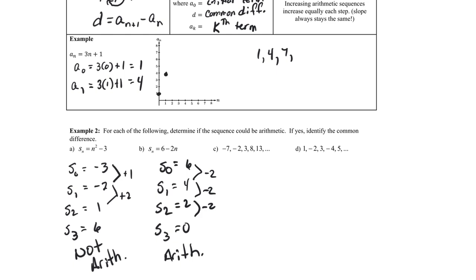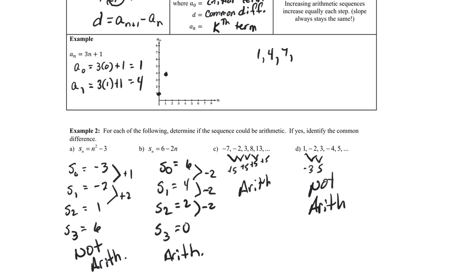Let's look at C. All right, well, I added 5. Looks like I'm always adding 5. So that is arithmetic. The next one, I subtracted 3, and then I added 5. I can stop right there, and I can say not arithmetic.